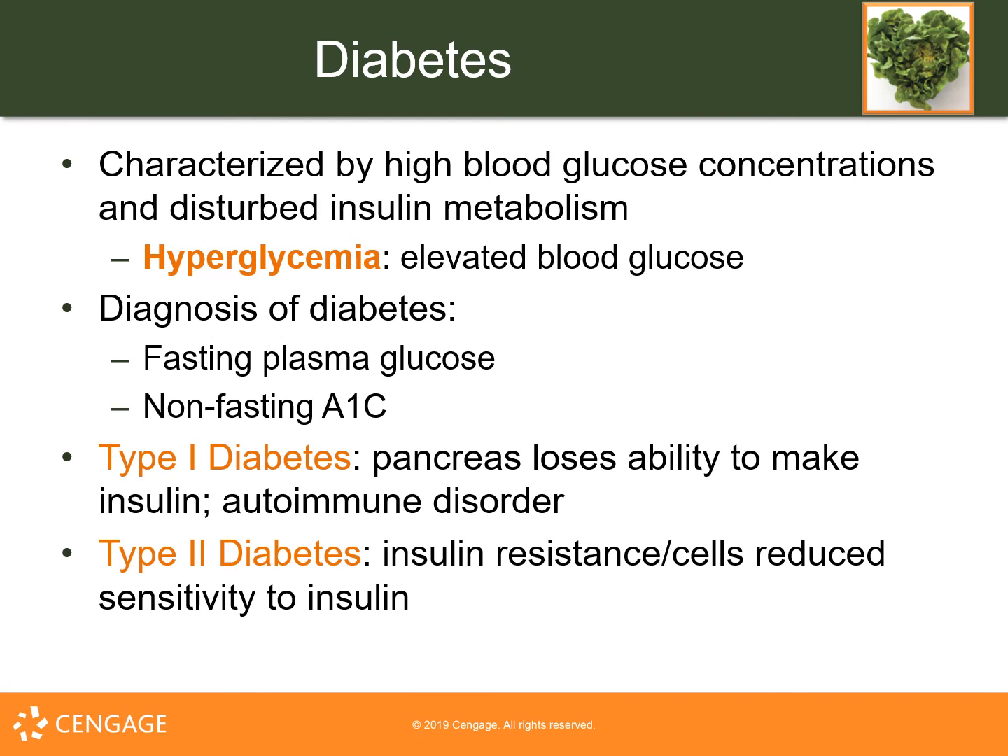Diagnosis of diabetes. You check fasting plasma glucose, and this measures a person's plasma glucose after they have not eaten for at least 8 hours. And then a non-fasting A1C. This measures the percentage of hemoglobin with glucose attached to it. The higher the percentage, the higher a person's blood glucose levels have been over time, roughly about 3 months. Type 1 diabetes. The pancreas loses ability to make insulin, and it's an autoimmune disorder. Type 2 diabetes is insulin resistance or cells' reduced sensitivity to insulin.